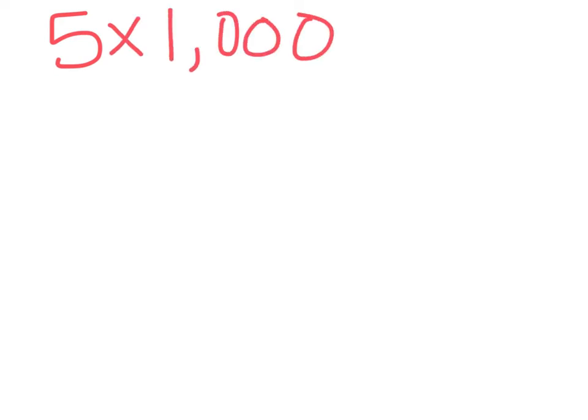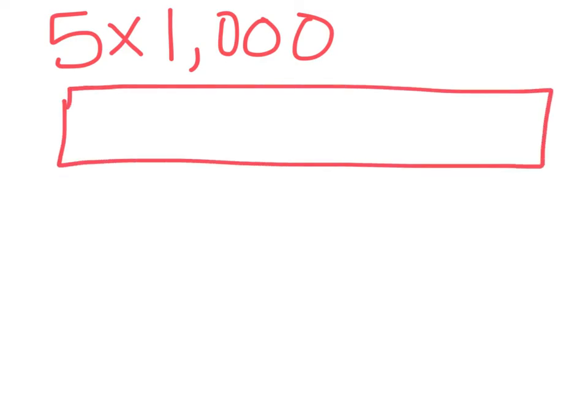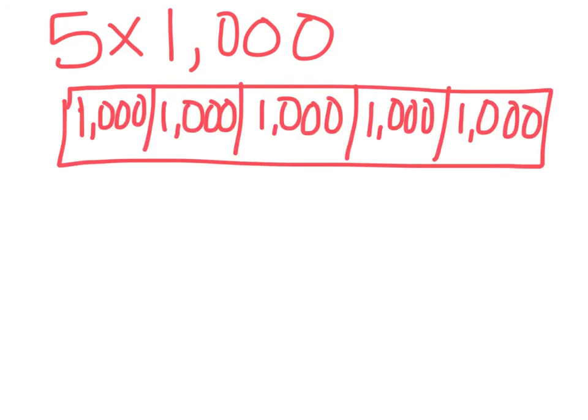Let's try a product of 1,000. What if we have a problem that is 5 times 1,000? That means we're going to have 5 equal sets of 1,000. Or 1,000, 2,000, 3,000, 4,000, 5,000. So our product is 5,000.